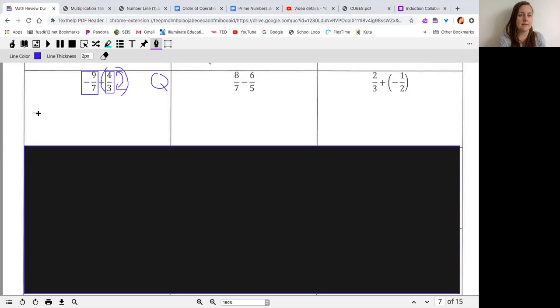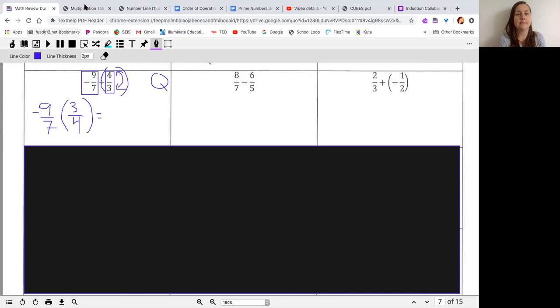All right, so I have negative 9 over 7 times 3 over 4. Okay, now I'm looking, and 9 does not go into 4 or 7. 3 does not go into 7 or 4. So we multiply straight across. Multiply across, multiply across, multiply across.